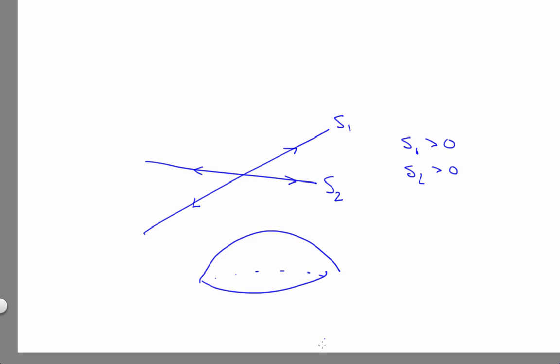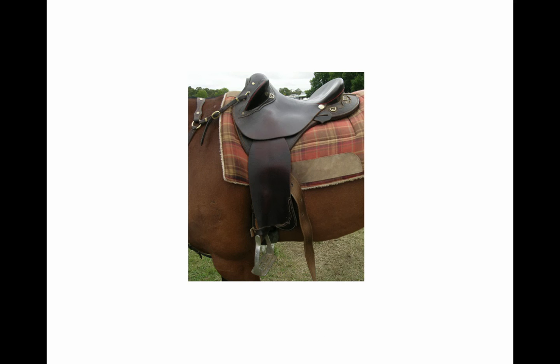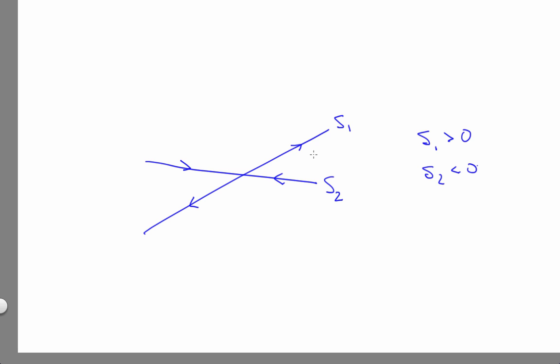What if you have one eigenvalue positive and one eigenvalue negative? That's a saddle. The negative eigenvector is along the spine of the horse, and the positive one is along its girth. Apologies for my artistic skill or lack thereof.